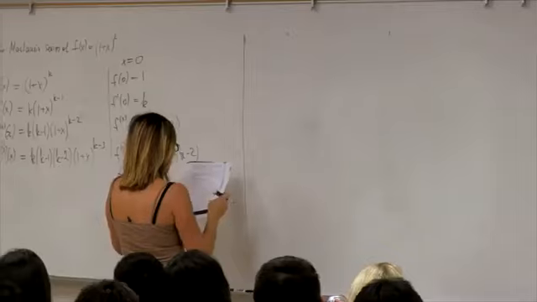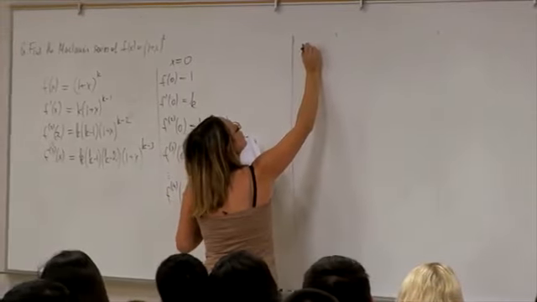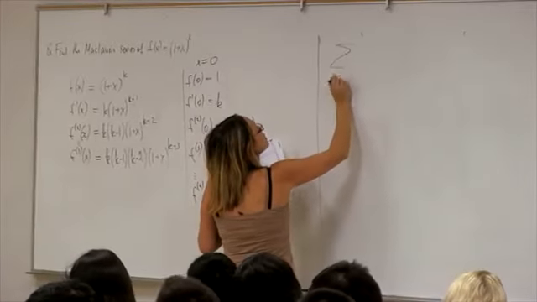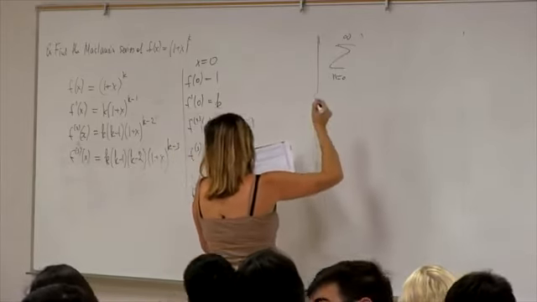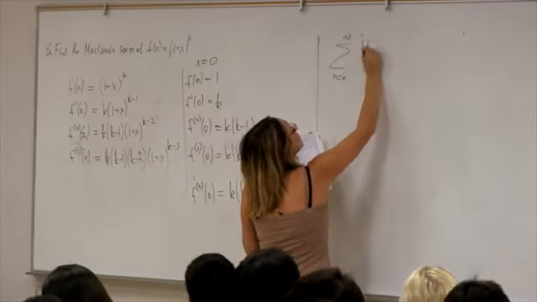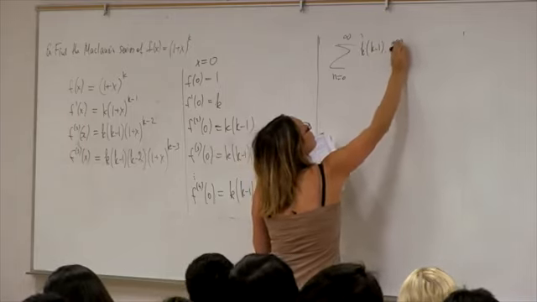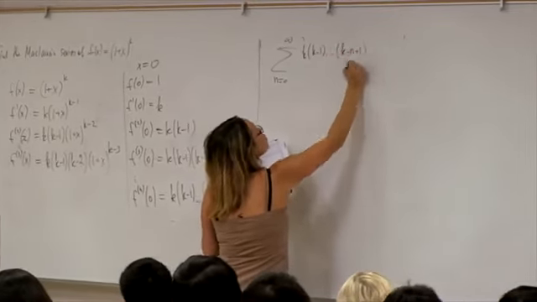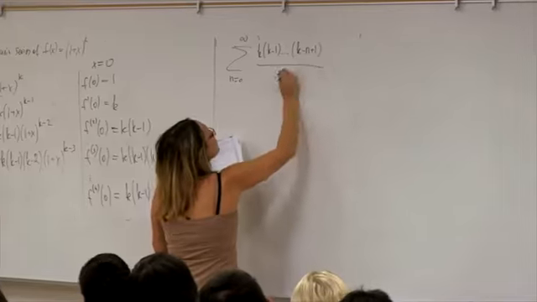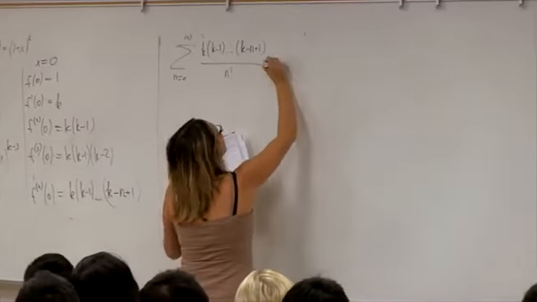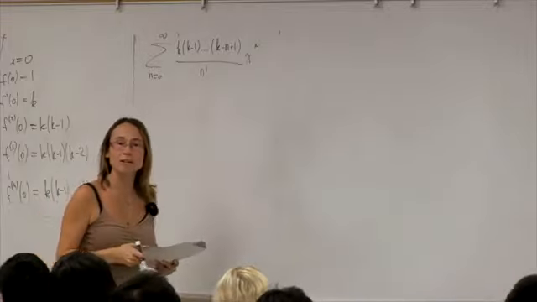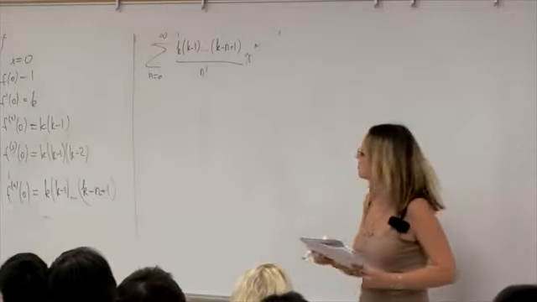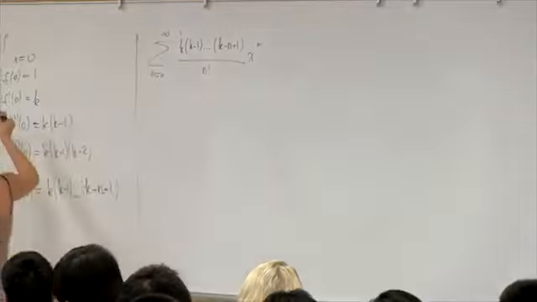So we can write down the series starting from 0. The general term is k, k minus 1, k minus n plus 1, dividing by n factorial, x to the n. This is a general expansion, the Maclaurin expansion of this function.